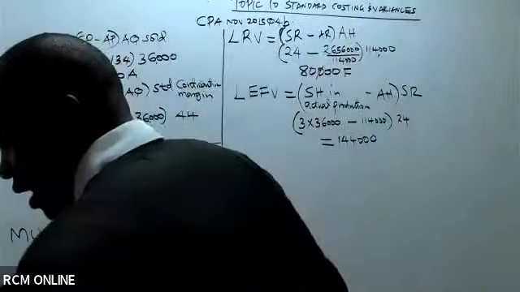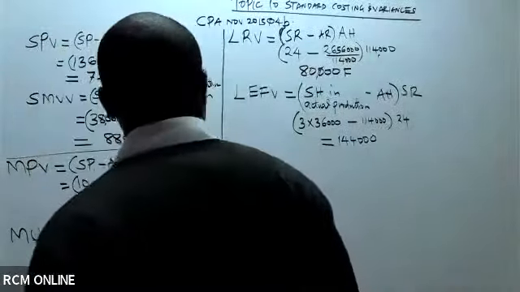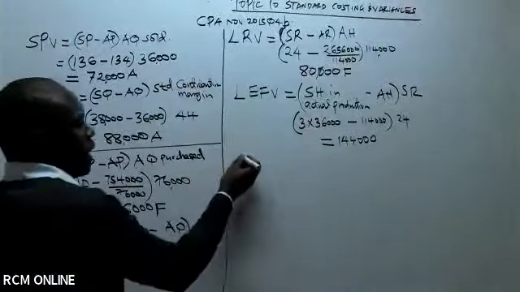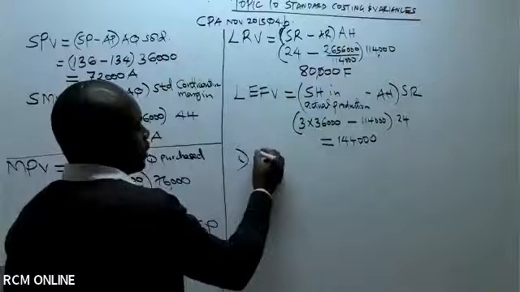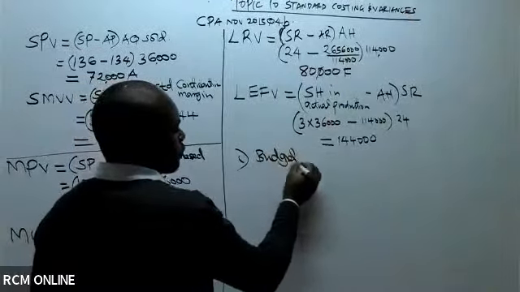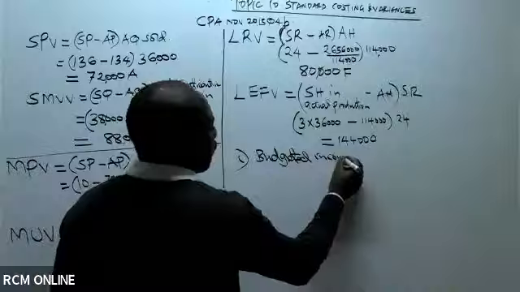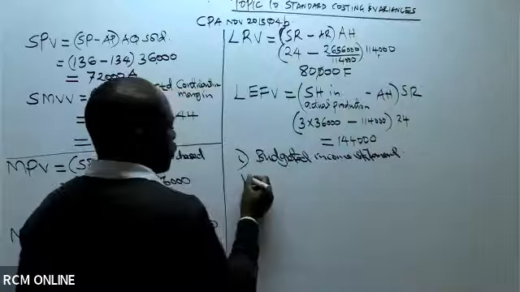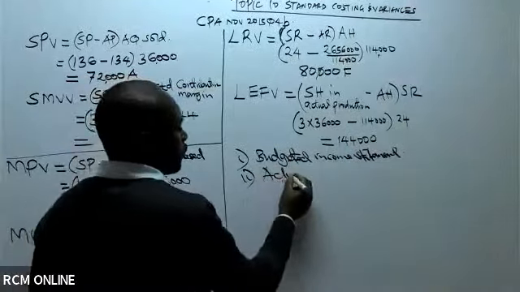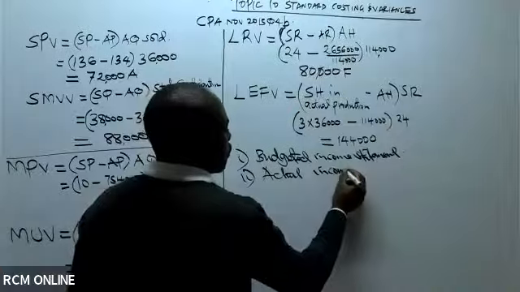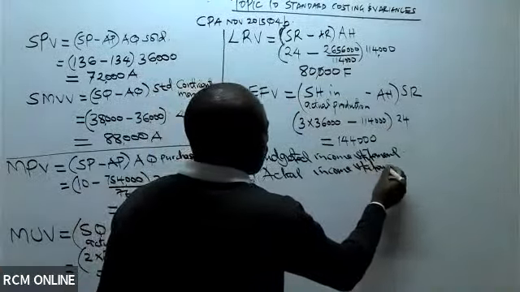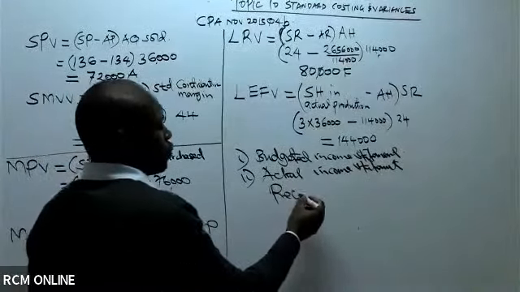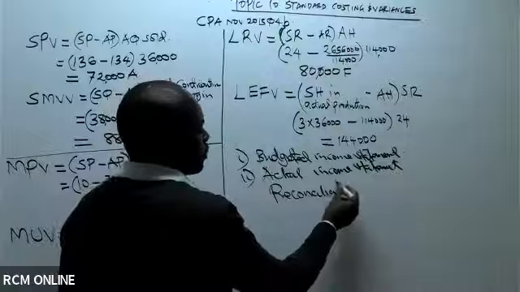Because of time, I will not be able to reconcile it. But I want you to go during your free time between now and Friday to prepare for me number one, the budgeted income statement. Number two, the actual income statement. So that when we meet on Friday, we are going to do the reconciliation statement.